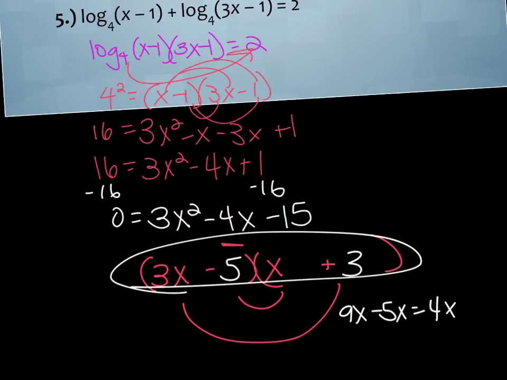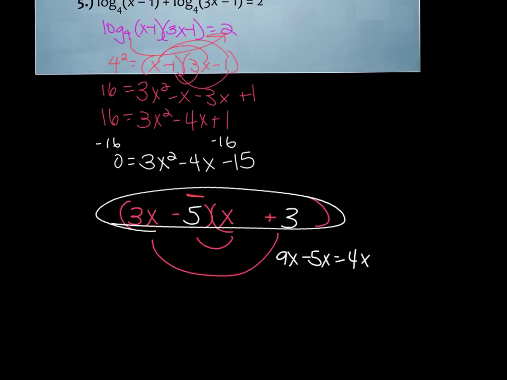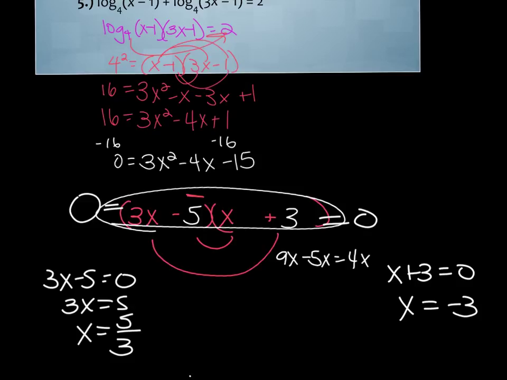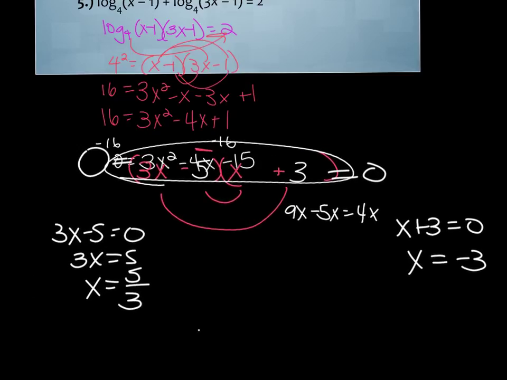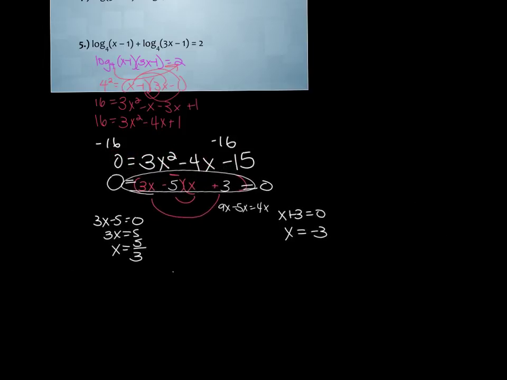So now I'm going to set each of these equal to 0. And solve. So 3x minus 5 equals 0. And x plus 3 equals 0. 3x would equal 5. X would equal 5 thirds. And x would equal negative 3. So those are the 2 possible solutions. But now I've got to check them.